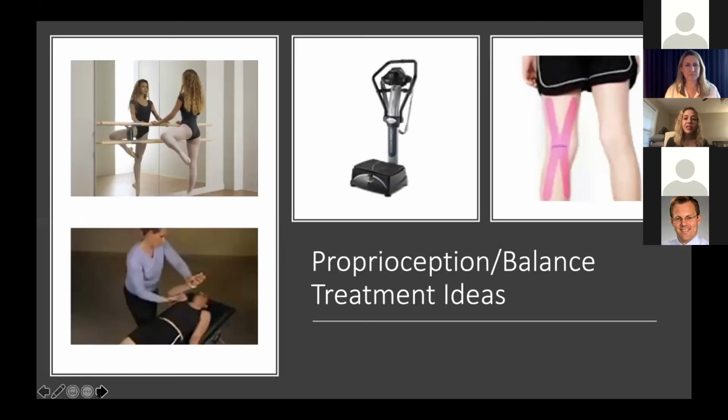So some proprioception and balance treatment ideas, we can use whole body vibration. There's some really interesting research out there on hypermobility and whole body vibration, if you're interested in that, helping to improve their proprioceptive sense using vibratory input. We can also use visual cueing. So the girl in the mirror there is using her visual system to assist with putting her body into the correct placement. We can use PNF techniques. We can use taping to help provide some proprioceptive input to the body. So those are just some really easy, cool things that we can do for proprioception.